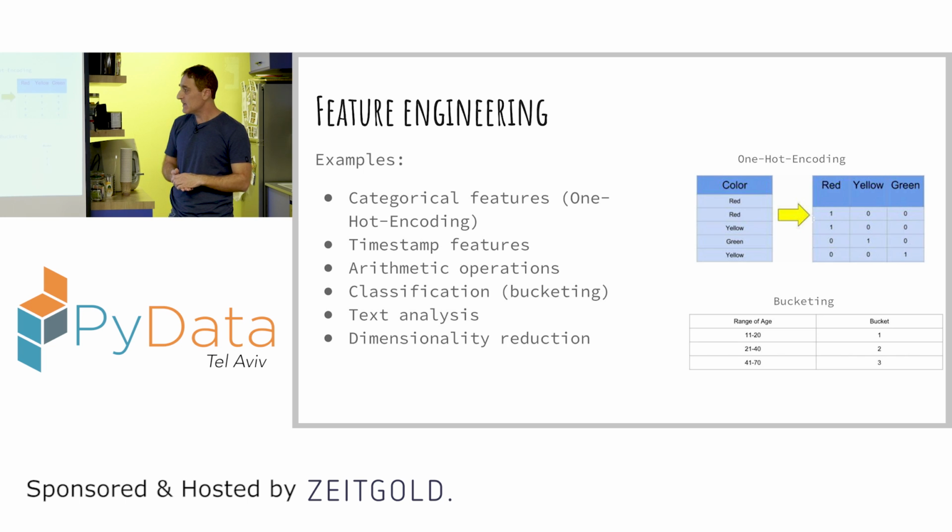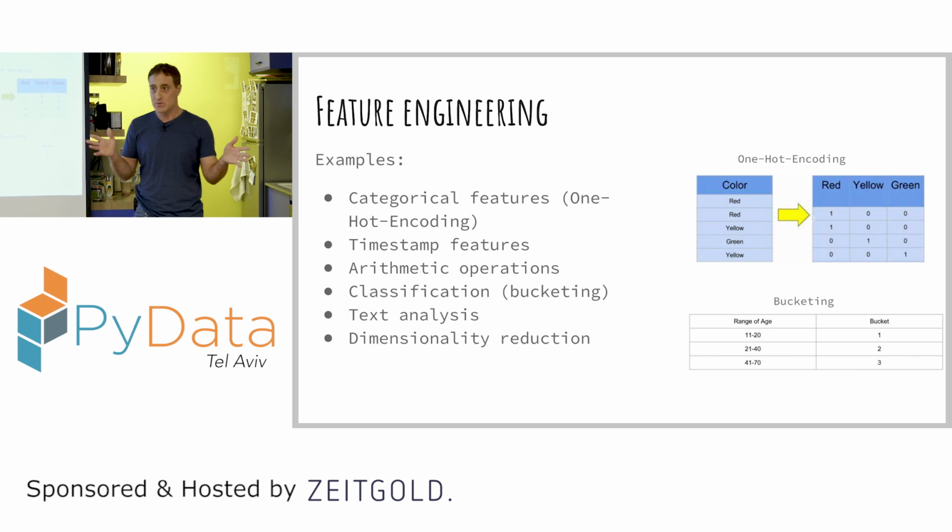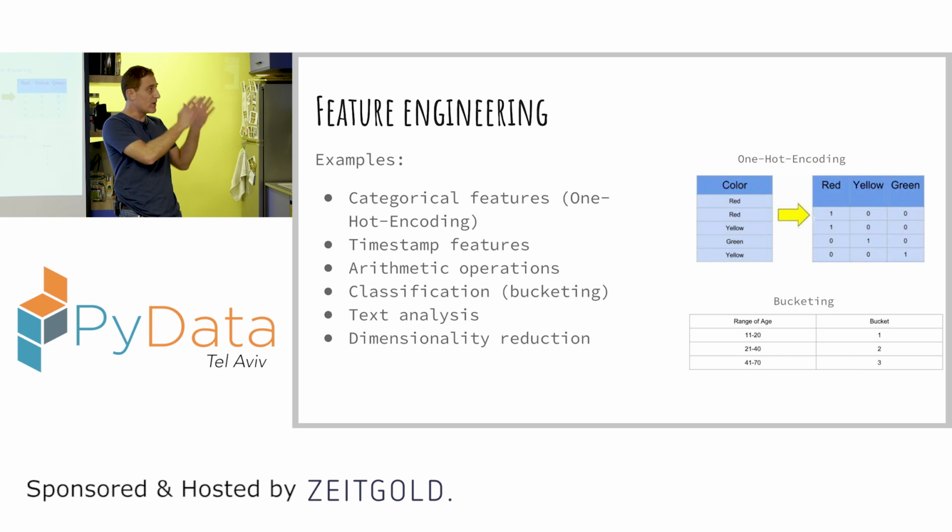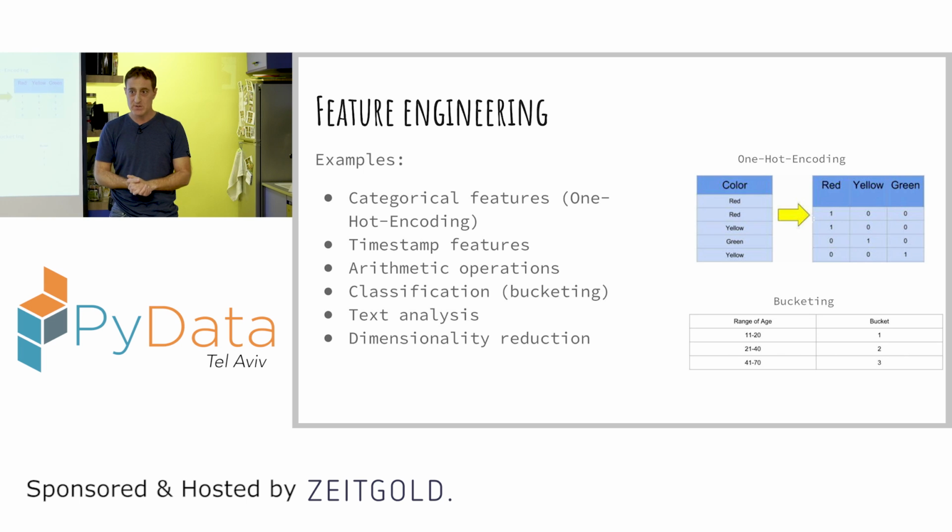And the last example here is called dimensionality reduction. This is something that we use in order to get fewer features. For example, if you have a vector of, let's say, 10 numbers, and for each number you have a feature, then you can use dimensionality reduction in order to squash it into, I don't know, 2, 3, 4 features.